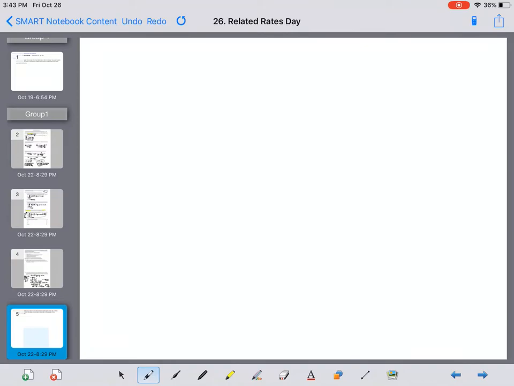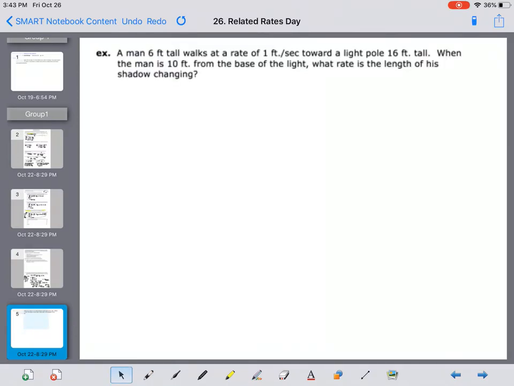The last one's also a common problem. It's actually a pretty easy math problem. The setup is the hardest part about this problem. So it says a man 6 feet tall walks at a rate of 1 foot per second toward a light pole 16 feet tall. When the man is 10 feet from the base of the light, at what rate is the length of his shadow changing?